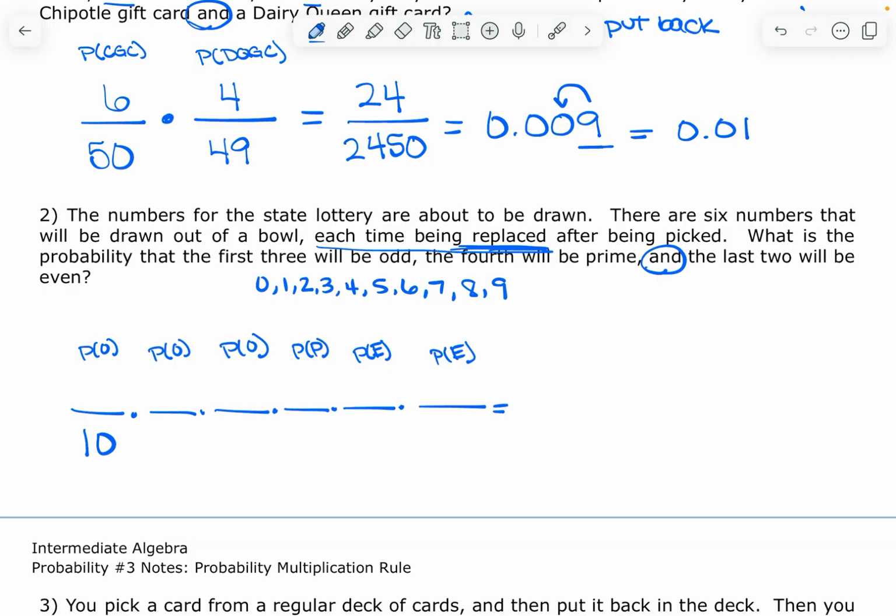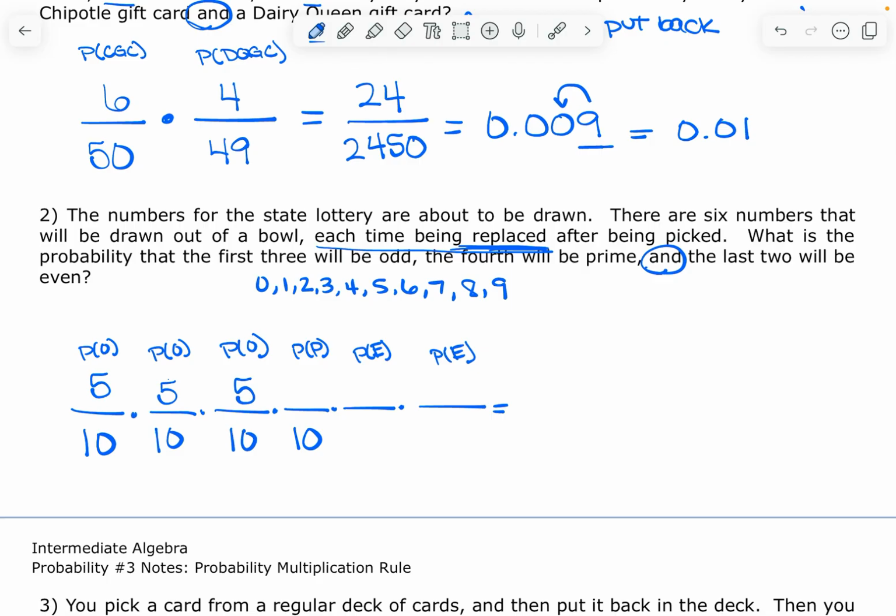Okay, the first thing I'm looking for is odd numbers. Well, in 0 through 9, I have 5 odd numbers, 1, 3, 5, 7, and 9, so I have 5. I picked up an odd number, but I put it back down so that I could pick it again. So there are still 5 odd numbers out of the 10 total. I picked that one up, I put it back in again. Still 10 total, still 5 odd. Picked up an odd, put it back in. Still 10 total, but now prime.